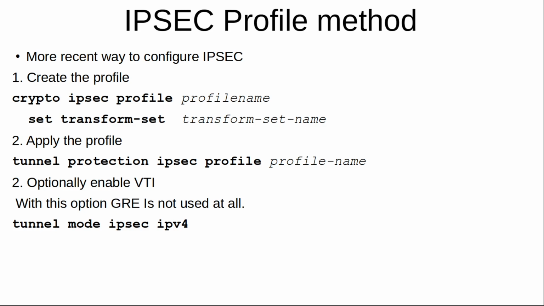The other method is using an IPsec profile. This is a more recent way to configure IPsec. In order to use this, create the IPsec profile using the command crypto ipsec profile, establish the transform set, apply the profile to, for instance, a tunnel, and there is an optional command that enables what is known as VTI. If you use VTI, even if you're using tunnels, you will not be using generic routing encapsulation at all, and it will be a pure IPsec transport solution without GRE. That's it.